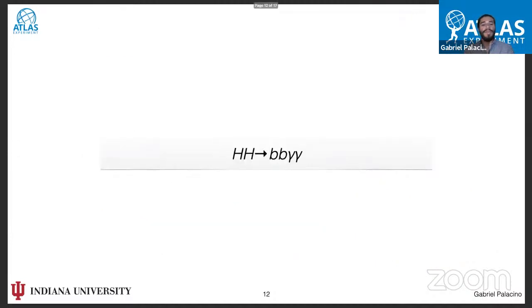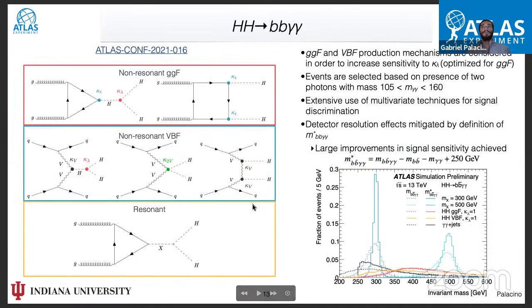Okay. The final analysis that we have here is di-Higgs to BB gamma gamma. So in this analysis, both gluon-gluon fusion and vector boson fusion have been considered as signal, but the analysis has only been optimized for GGF. And this is done in order to increase the sensitivity to kappa lambda.